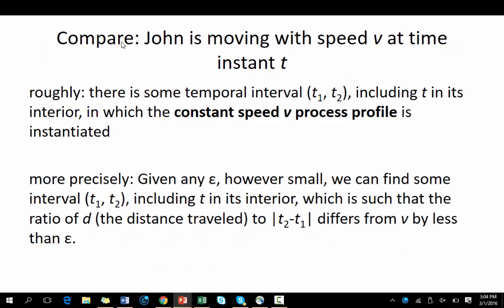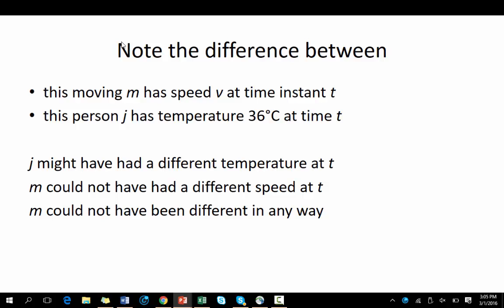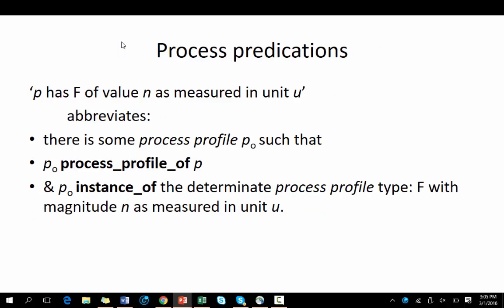All of this is more attempts. So actually I can read this because you'll see the point. To say that John is moving with speed v at a certain time t is to say that there is some temporal interval, including t in its interior, in which the constant speed v process profile is instantiated. What that means is, given any epsilon, however small, we can find some interval such that, and so on, differs from v by less than epsilon. So to do this properly is hard work. And we've said that already.